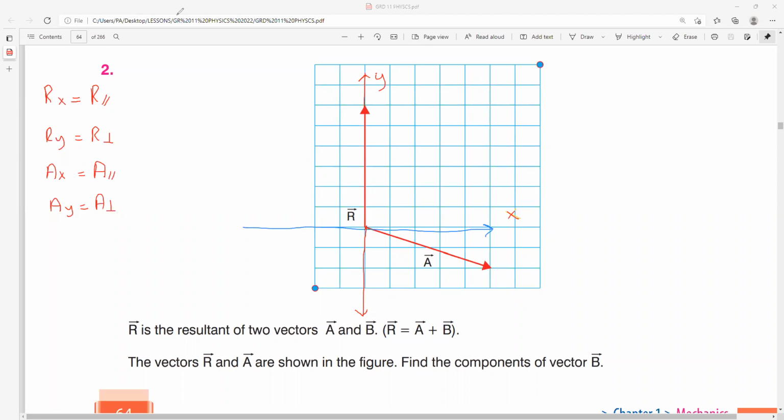All right, so the answers: Rx is 0, Ay is 0. Okay, let's see. Another answer from you people. Rx, number 1, Rx is 0. Because, as you see, people, it is on the y-axis. And then Ry is, yes, Ry is coming.